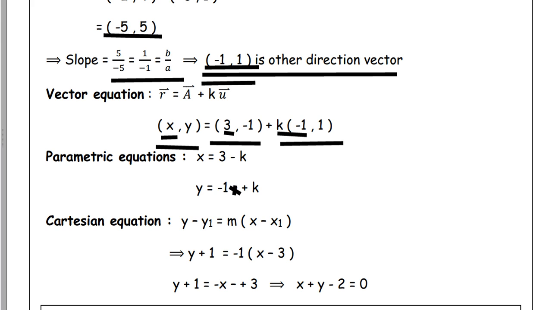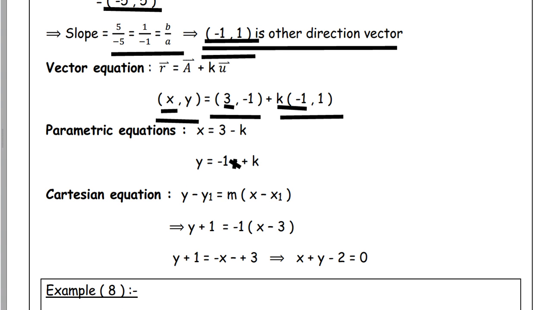Cartesian equation: y minus y1 equals m by x minus x1. Here x1, y1 is a point, m is a slope, and x, y stay as they are. So y minus negative 1, so y plus 1 equals negative 1, which is the slope, by x minus 3. So y plus 1 equals negative (x minus 3). In another way, x plus y minus 2 is 0.